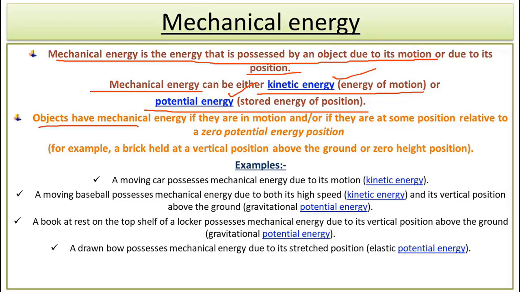The object has mechanical energy if it is in motion or if it is at some position relative to a zero potential energy position. Here you can see some examples where kinetic and potential energy in a body are given. So you can pause the video and go through these examples.